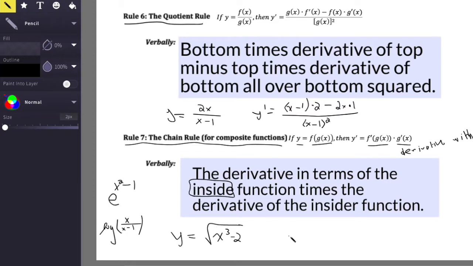So if that's y, let's calculate this. Actually, let's rewrite it. So how do you do a derivative like this? We'll look at a bunch of examples, but you're going to have to start practicing on your own to get these rules down. One way of dealing with radicals is to rewrite them as x cubed minus 2 to the 1/2.